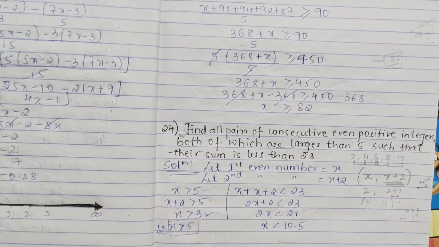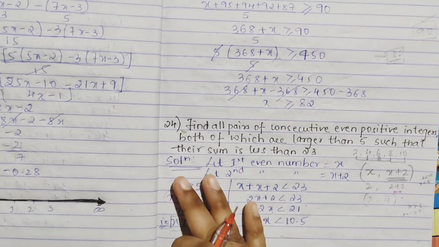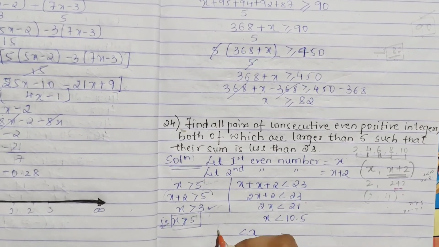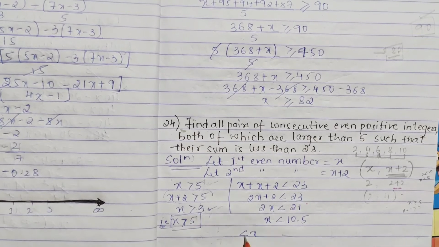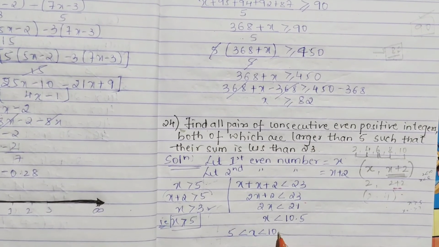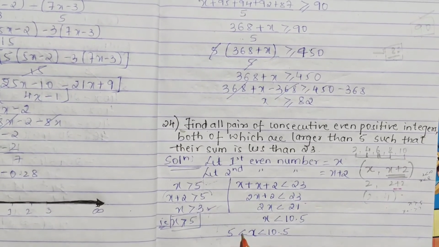So in a graph way, see, how you can write your x: it is greater than 5 and it is less than 10.5. Yes, your x is less than 10.5 and greater than 5.